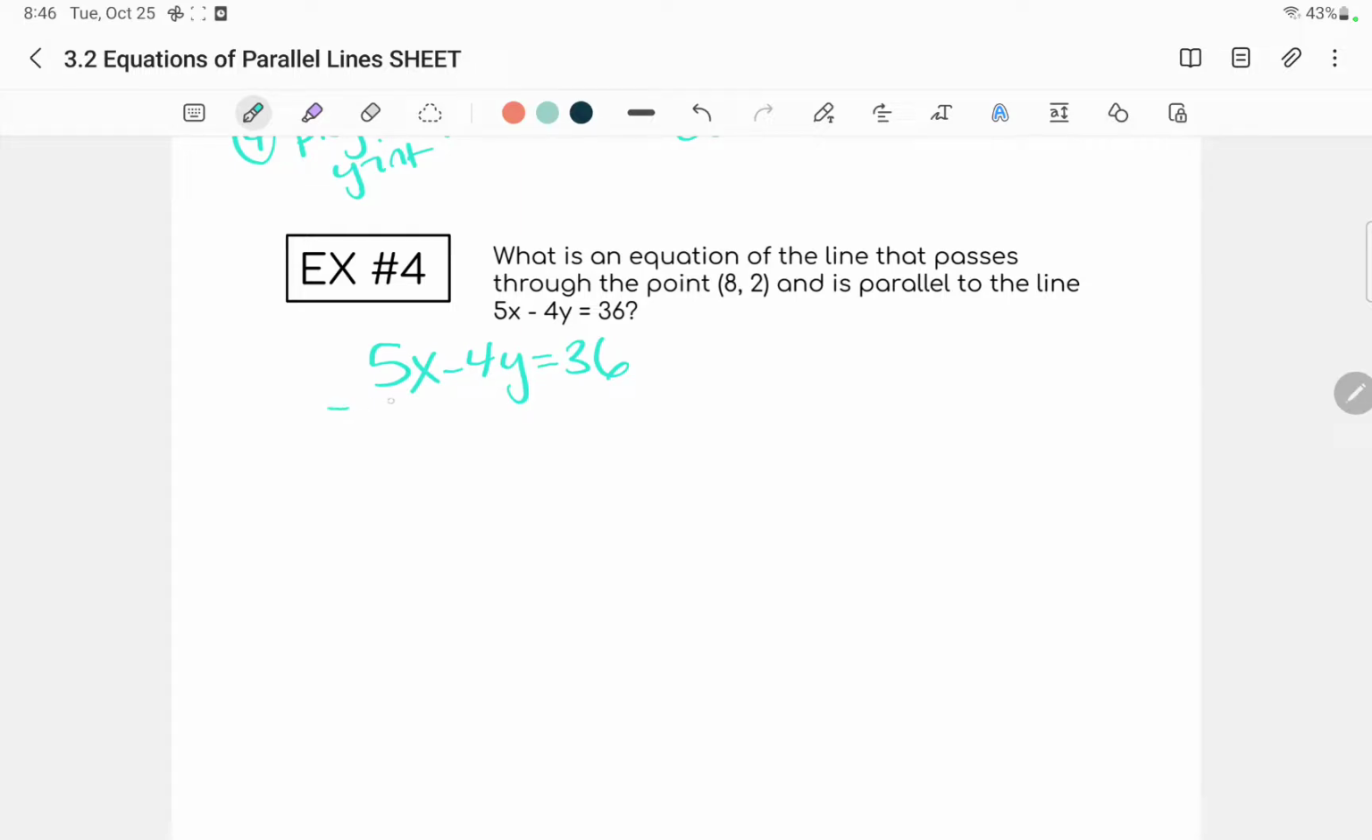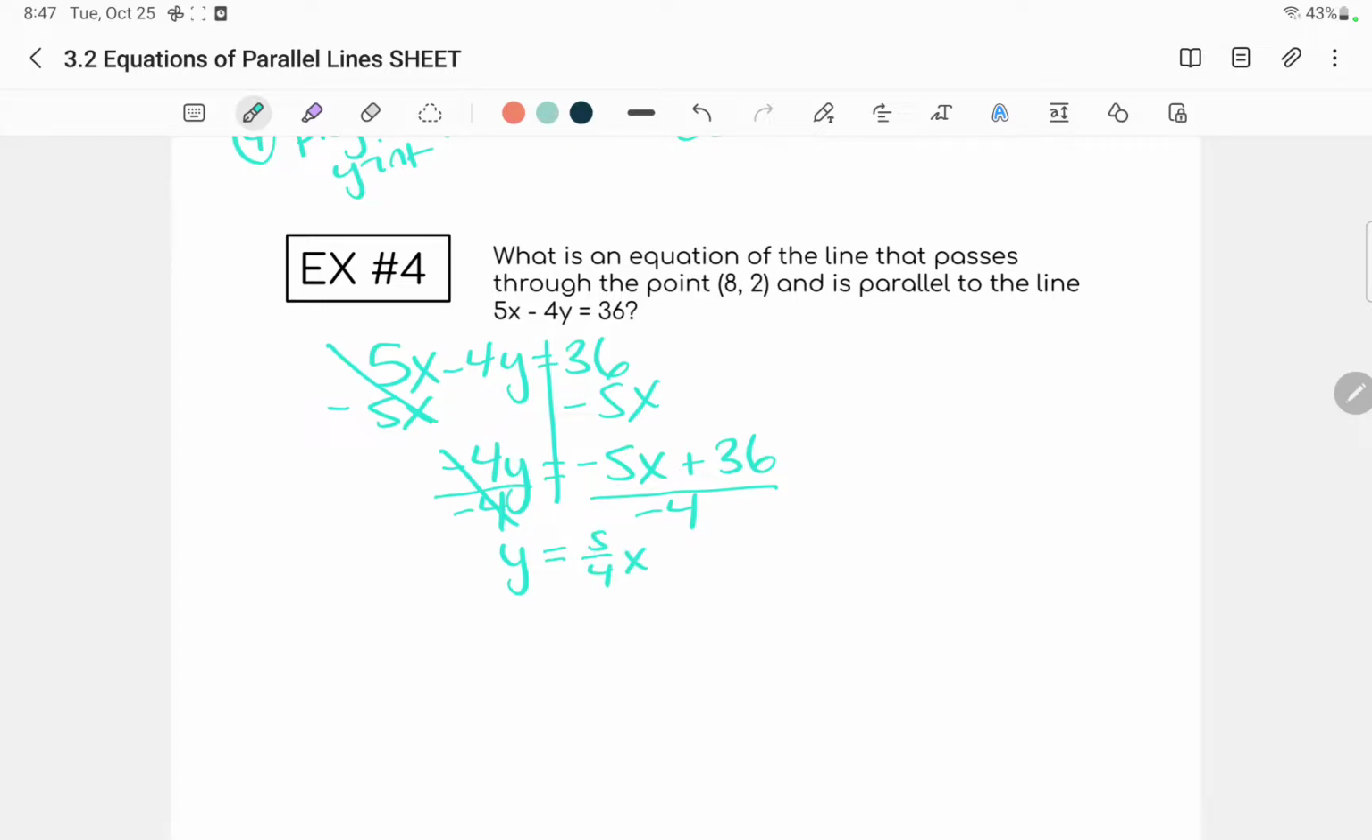So I'm going to subtract 5x from both sides. I get negative 4y equals, and I showed you guys last time how I was able to just rearrange. So I'm going to do that now without showing all those steps. So negative 5x plus 36. I'm going to put that first so it's closer to my slope-intercept form. Now I'm going to divide both sides by negative 4. And that gives me y equals positive 5/4 x. And then 36 divided by negative 4 is negative 9.